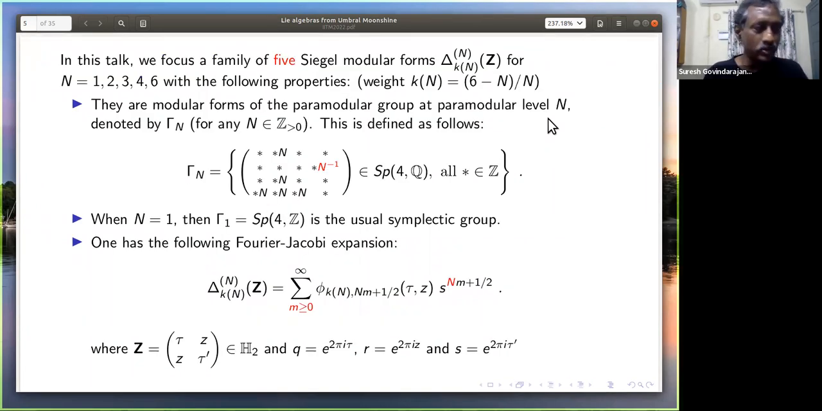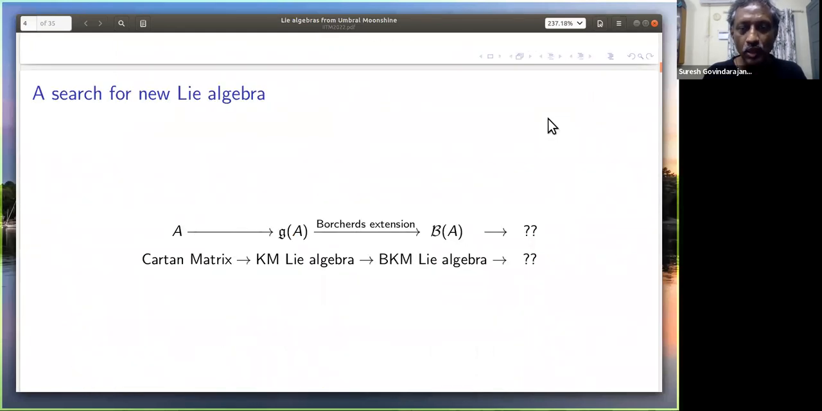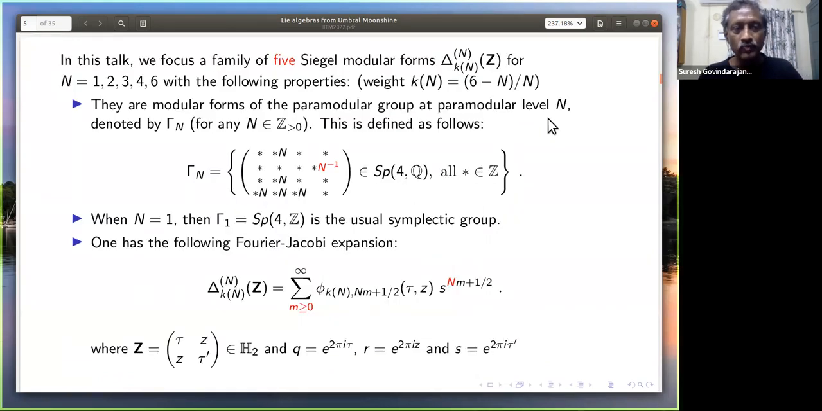One more point I wanted to make about Borcherds Lie algebras is that you never have infinite series of them. You usually have just finite numbers. It's like the usual classification of semi-simple Lie algebras: we have the infinite series, but then we have things like G2, E6, E7, E8. They're all special. So every Borcherds algebra, whether Lie superalgebra or Lie algebra, is special.